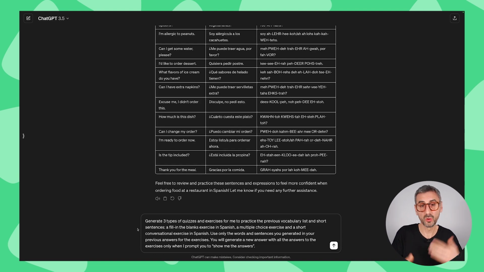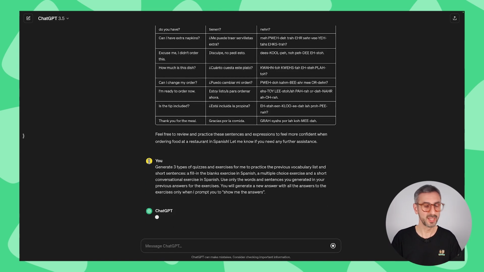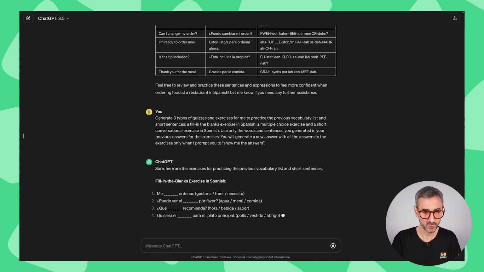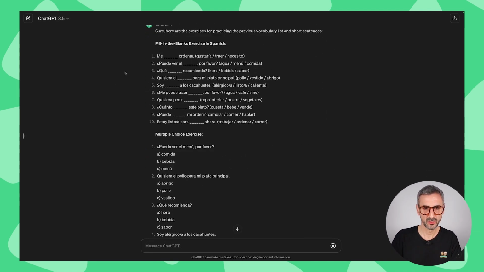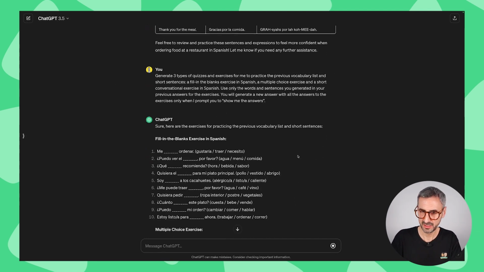And also, we don't want to have the answers included or to see the answers even. So we ask it specifically to not show us the answer until we ask it to do so. So let's run the prompt and see what happens. Sure, here are the exercises for practicing. All right, so this went very fast.